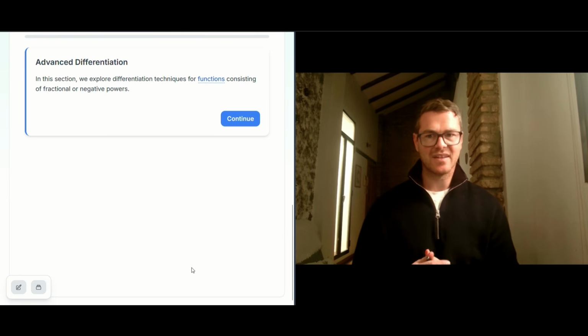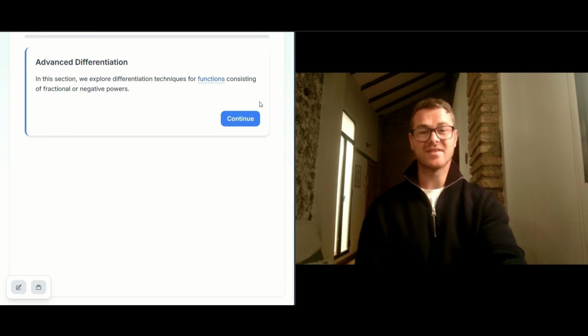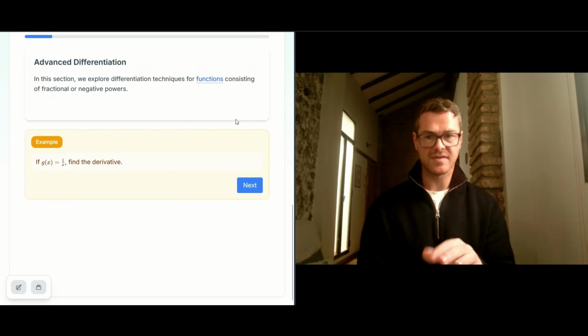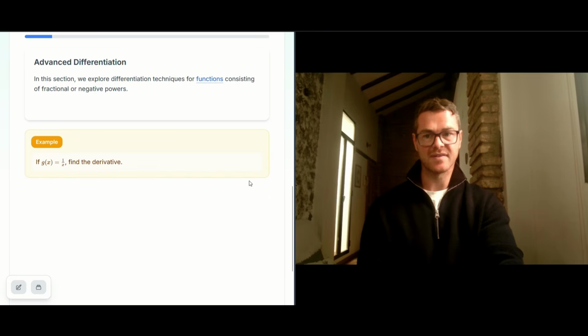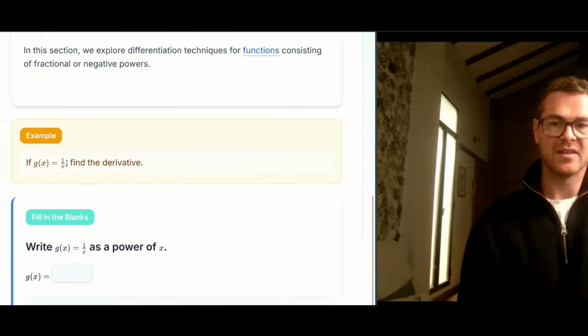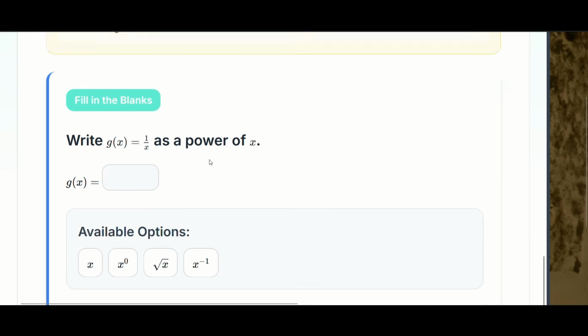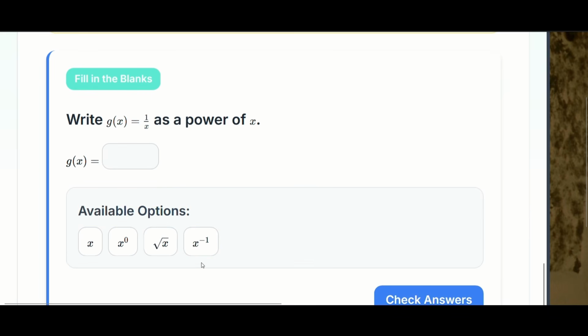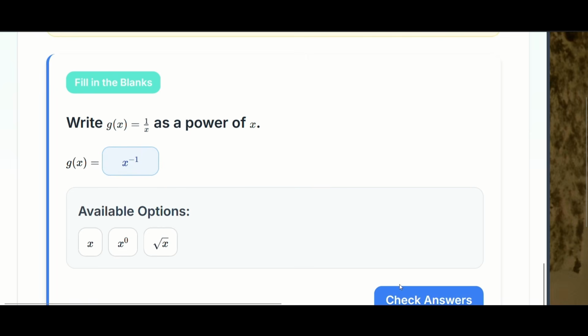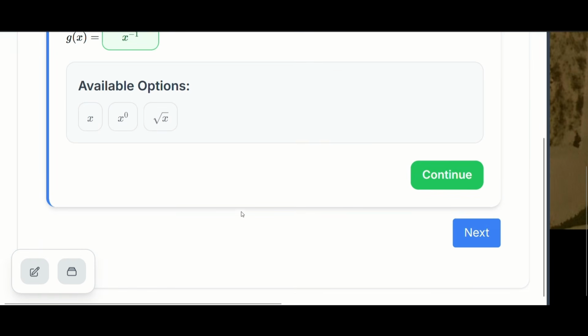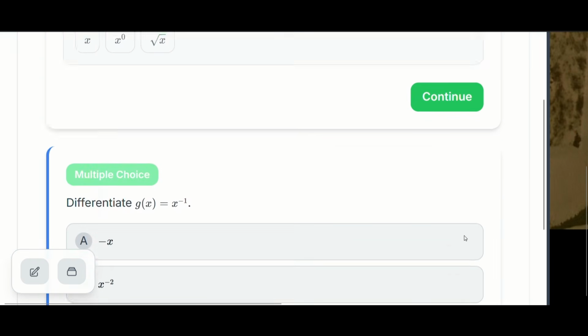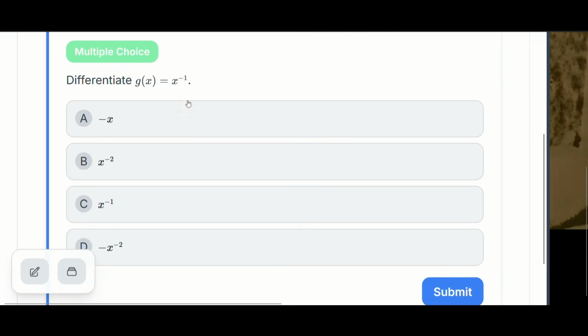Okay, now the final part of this video is all about advanced differentiation. This is just really about awkward powers, and this is only really for higher level. So if I have something like 1 over x, I need to simplify that power first. So 1 over x is x to the power minus 1. And then I'm going to differentiate. So I have g of x is equal to x to the power minus 1.